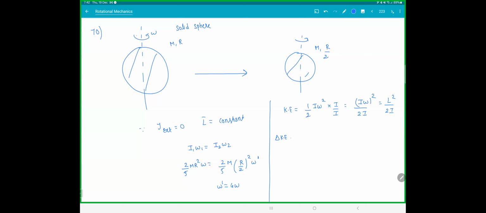So change in kinetic energy will be K final minus K initial. So this will be L square by 2I final minus L square by 2I initial. You can calculate this. It actually increases. Yeah. That is the same reason. If you see, in ice skating and all, this is one of the phenomena they use. Have a look at this.